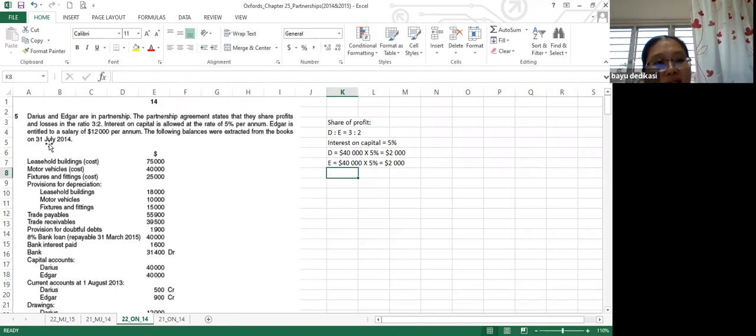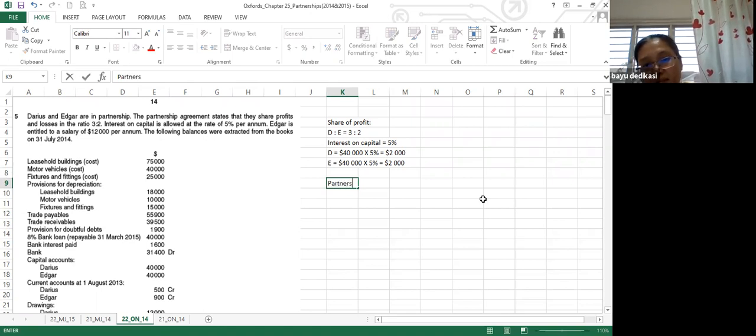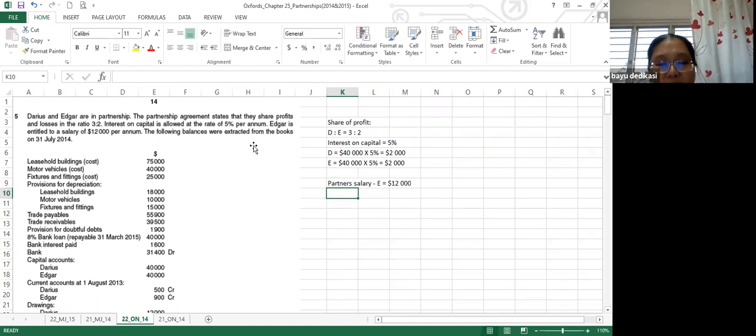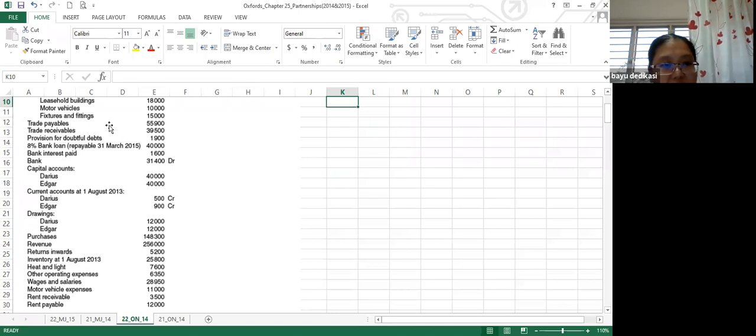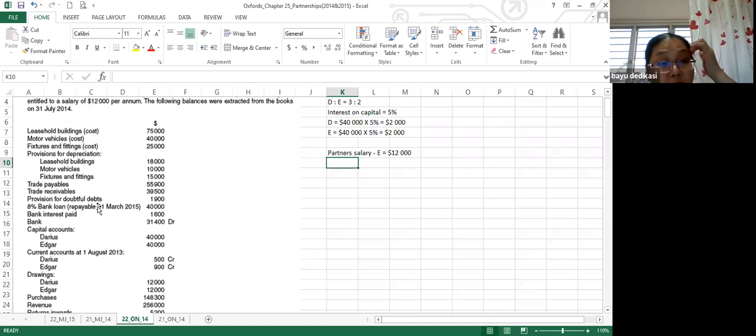IGA is entitled to a salary of 12,000 per annum. So the partner's salary for E is 12,000. Okay, the following balances are extracted from the books on 31st July. So this is all the information that we have. Same thing, this one is your financial year.